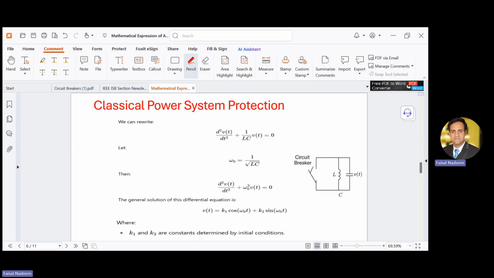We know that omega naught is equal to 1 over under root LC. So we can replace 1 over LC in this equation by omega naught square, as 1 over under root LC is equal to omega naught. Therefore, we have replaced 1 over LC in this equation with omega naught square.